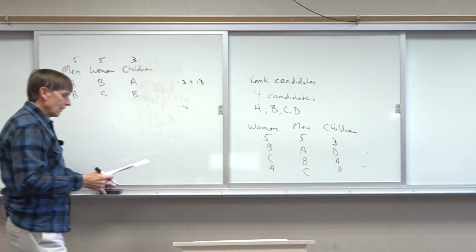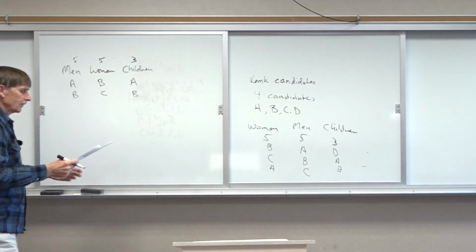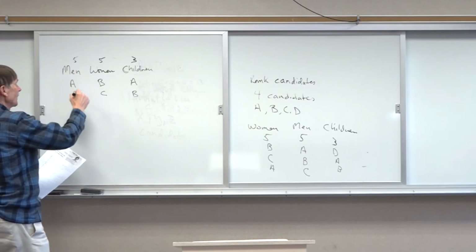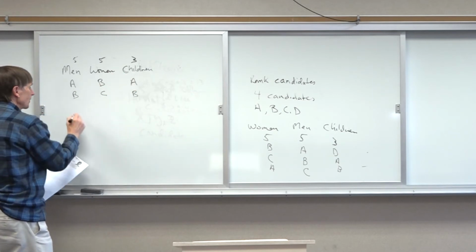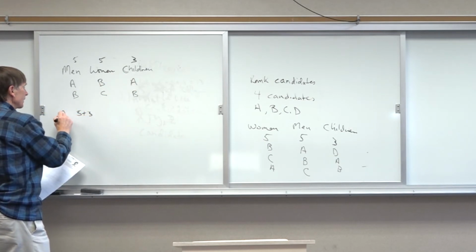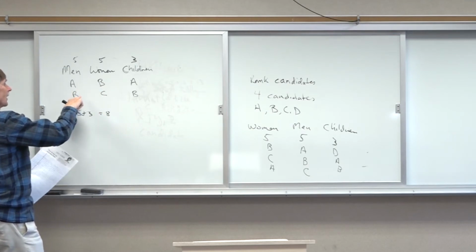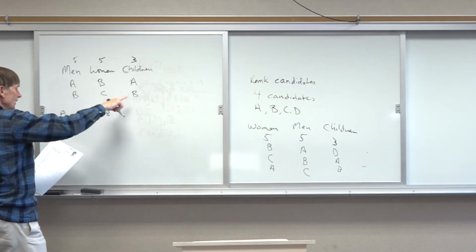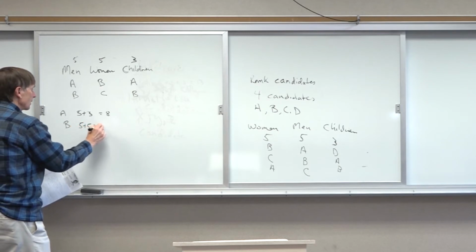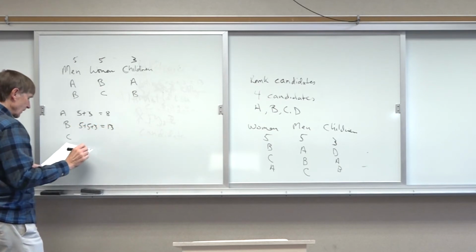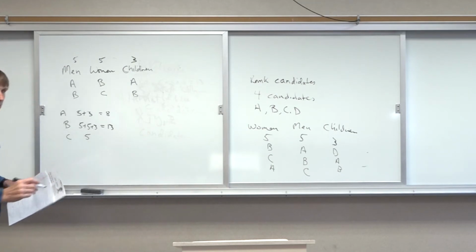Well, now what happens is A has 8, right? So A has 5 and 3 from the children, and so is equal to 8. B has 5 and 5 and 3. And then C is equal to 5, and C's out. Okay?